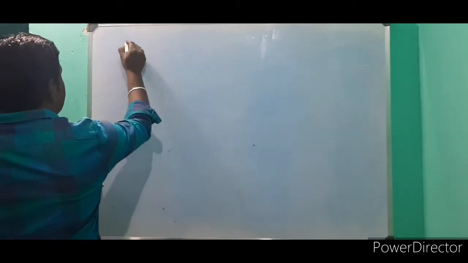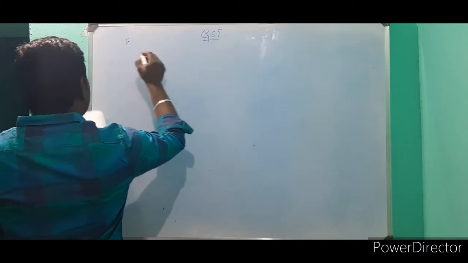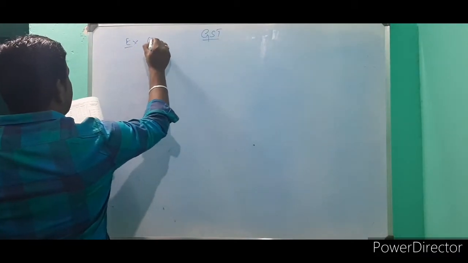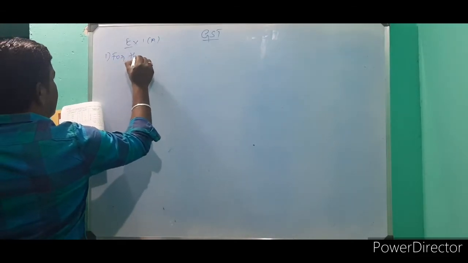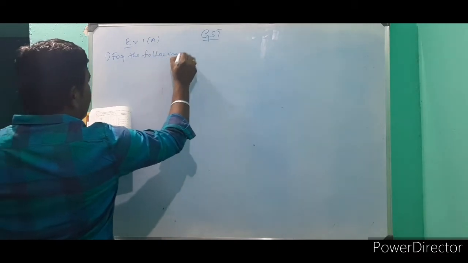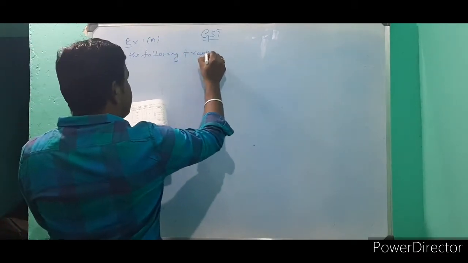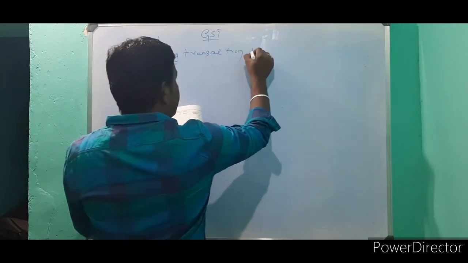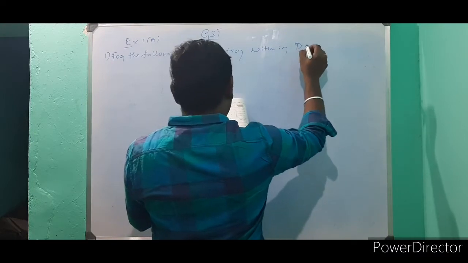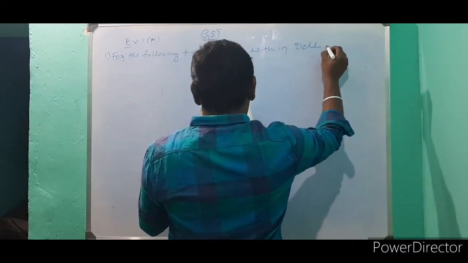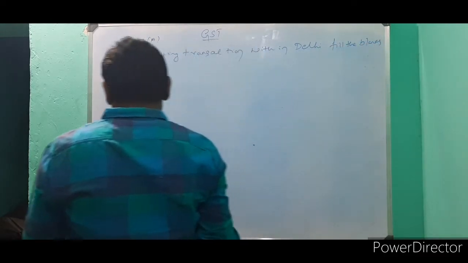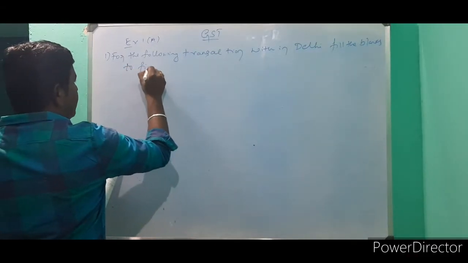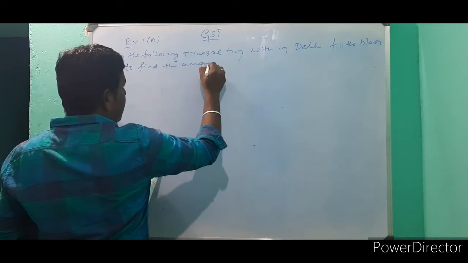First problem. Exercise 1A. For the following transaction, within Delhi, fill the blanks to find the amount of bill.